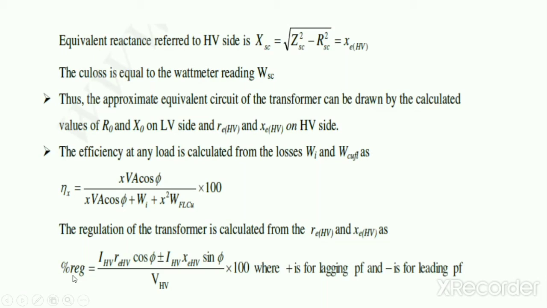After that, we calculate the percentage voltage regulation. The formula for percentage voltage regulation is I RH cos phi plus or minus I XS sin phi by VH, into 100. These are the formulas for calculation of efficiency and regulation by using the OC and SC test. Understand? This is the no load test.